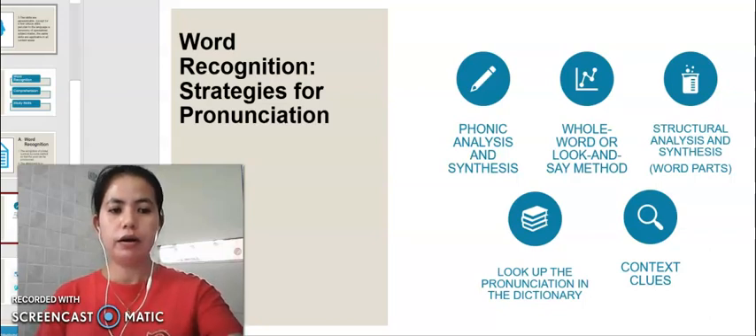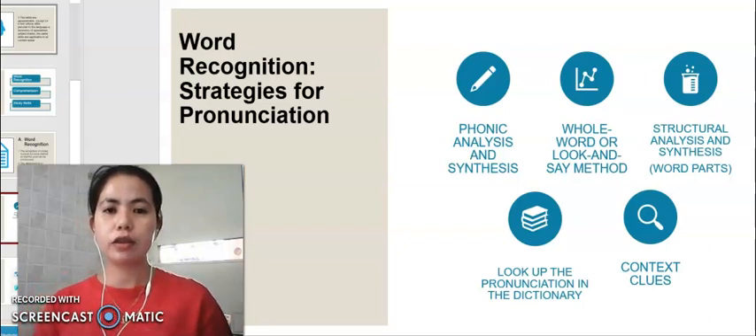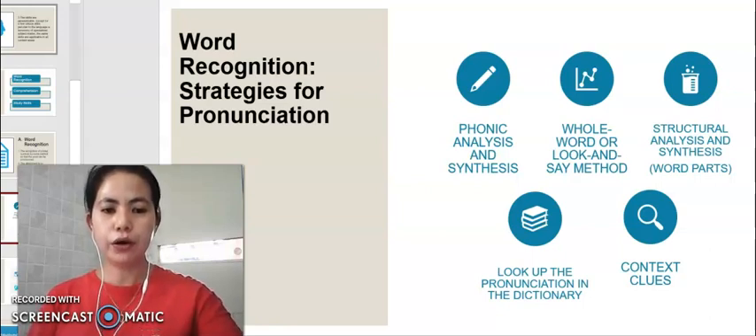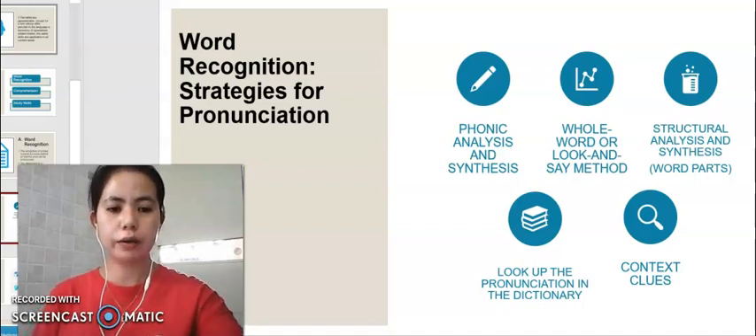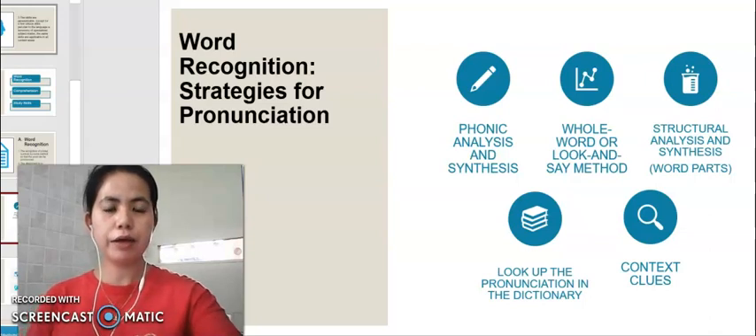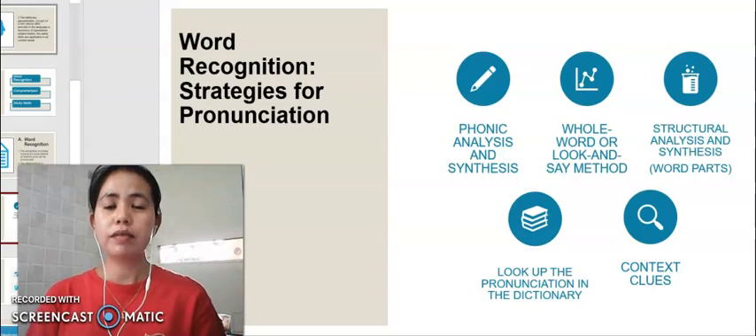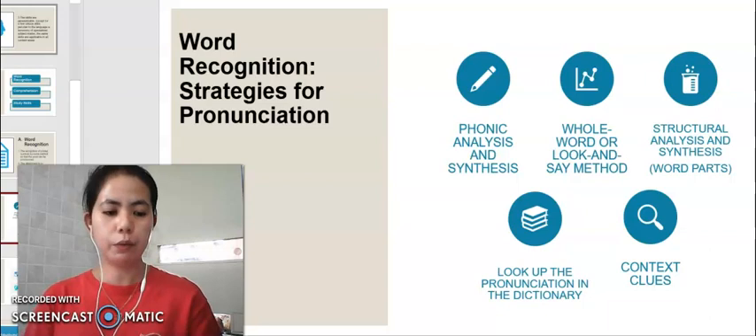Word parts are the prefixes, suffixes, roots, bases, and the combining forms. And number 4, look up the pronunciation in the dictionary. So it involves checking the word in the dictionary. And the last, number 5, context clues. Context clues are hints found within a sentence or paragraph that a reader can use to understand the meanings of new or unfamiliar words.